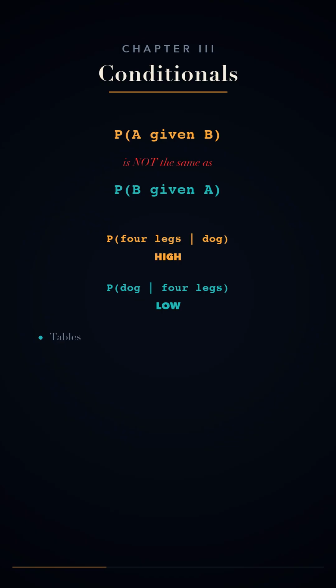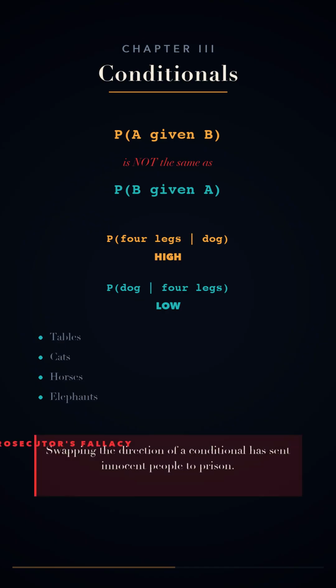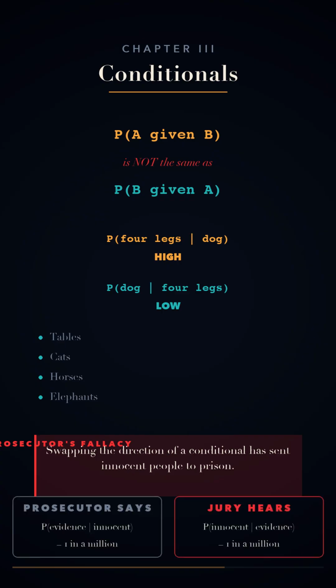Consider, the probability that a person has 4 legs, given that they are a dog, is very high. But the probability that something is a dog, given that it has 4 legs, is not. Tables, cats, horses, and elephants all have 4 legs. Swapping the direction of a conditional changes the answer completely. And yet in courtrooms, hospitals, and newsrooms, people swap them every single day without noticing they have made an error.